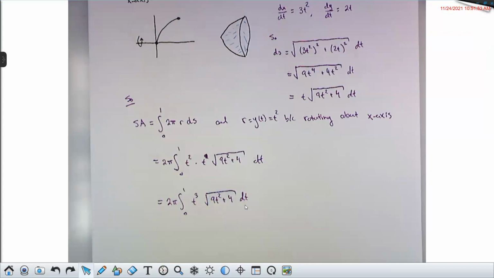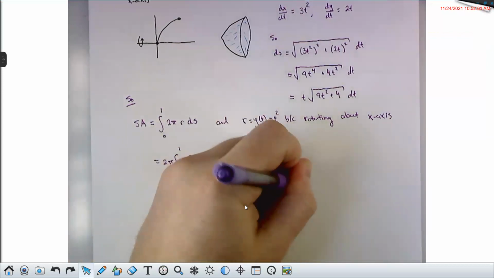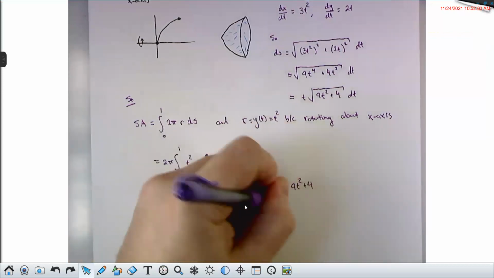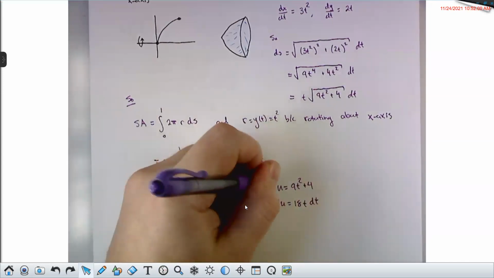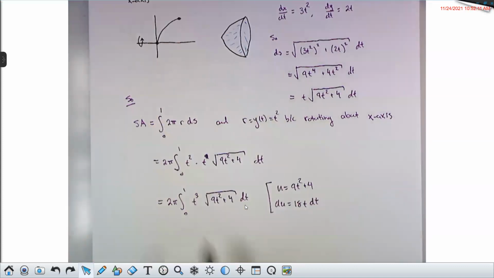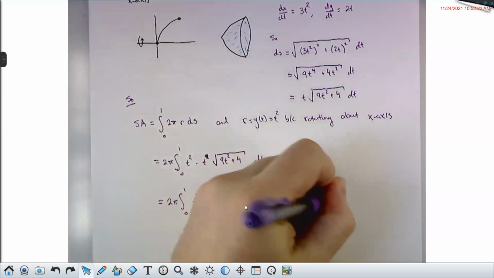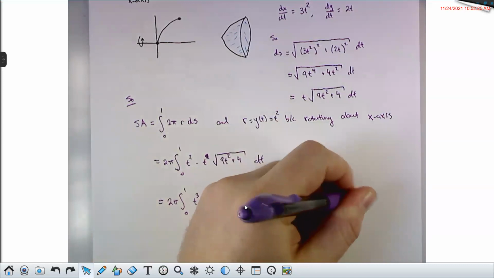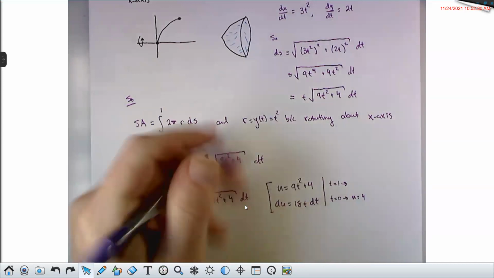Because my differential, if I let u be the inside here, then my du is 18t dt. This t will eat up one of these t's, leaving me with a t squared, which I can replace in terms of u. Let's do the bounds. When t is 0, u is 4. When t is 1, u is 9 plus 4, which is 13.